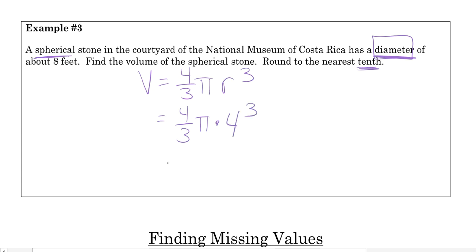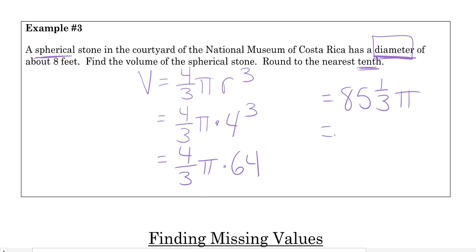So that would be 4/3, and 4 to the third power we know is 64. So 4/3 times pi times 64. So 64 times 4 divided by 3 gives us 85 1/3 times pi. And so if I multiply by pi, that gives me 268.8 feet cubed. So that is our volume for this spherical stone at the National Museum of Costa Rica.